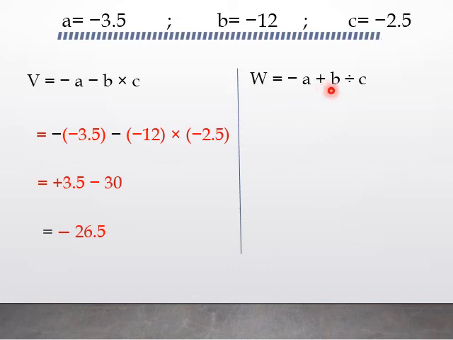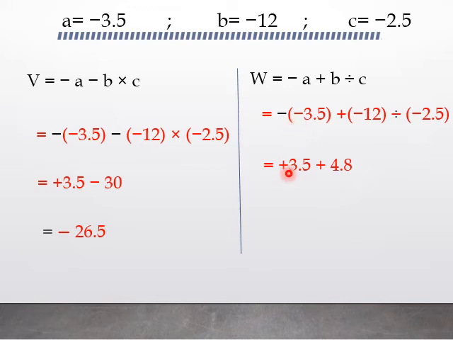W equals minus A plus B divided by C. First step, replace the letters by their values. Then here we have minus minus 3.5, which is 3.5. Plus minus minus: we have two negative signs, an even number, so they should be replaced by a plus sign. And 12 divided by 2.5 is 4.8. Now it's so easy: plus 3.5 plus 4.8 is plus 8.3.